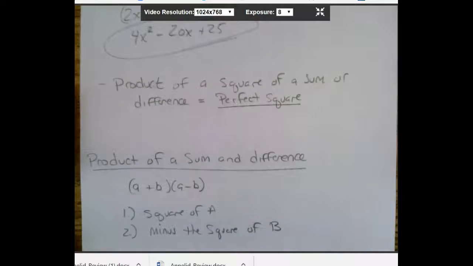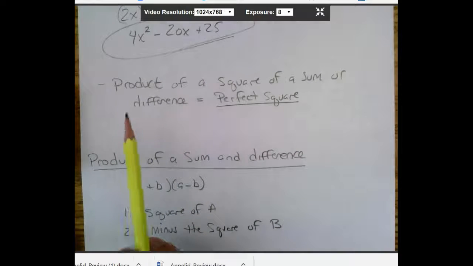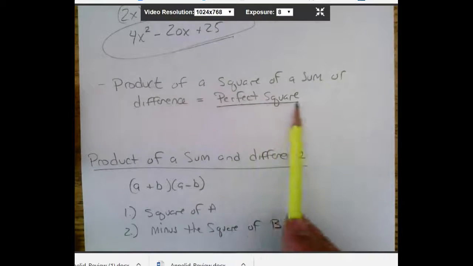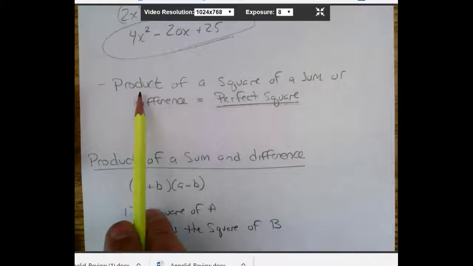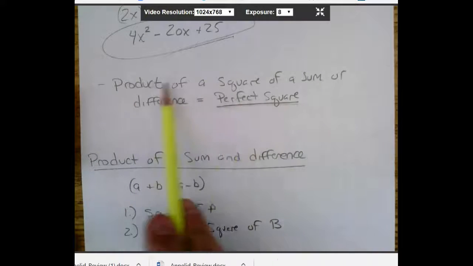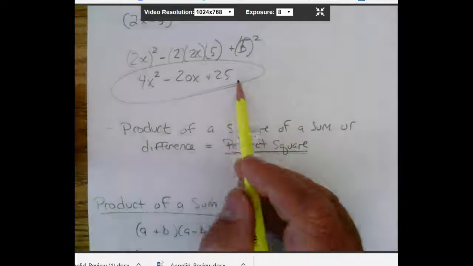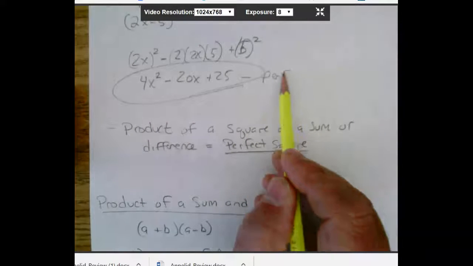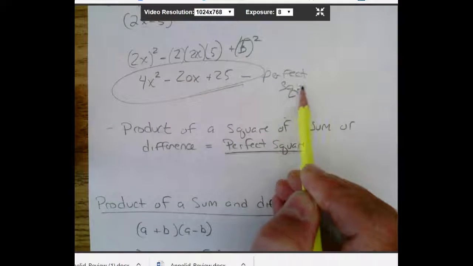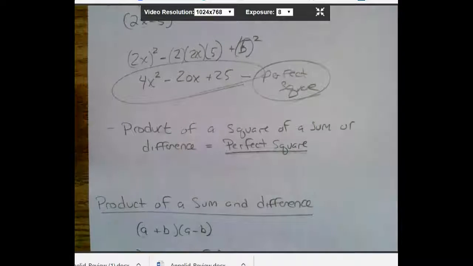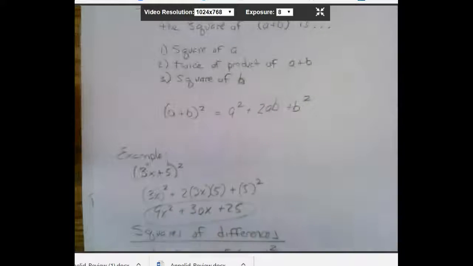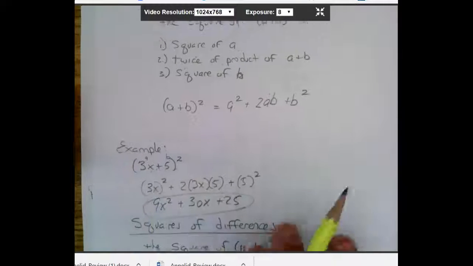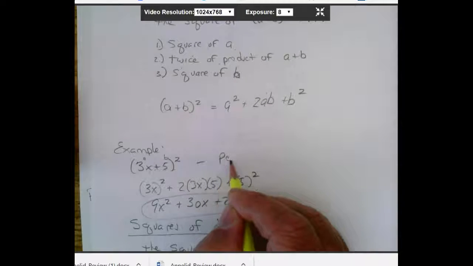The thing to remember is that you're going to see something called a perfect square. A perfect square is the product of a sum or a difference. So this here is a perfect square. You're going to use these a lot when we do factoring, which we're not quite there yet. And also this one we did here, 3x plus 5, that's a perfect square too.